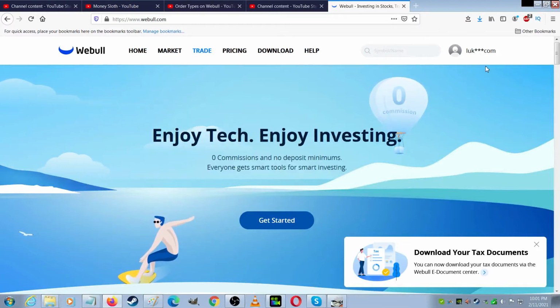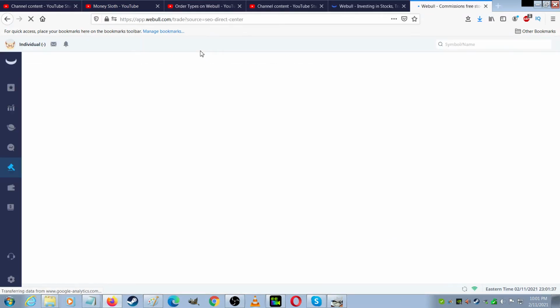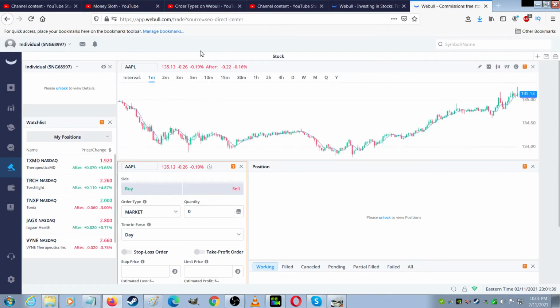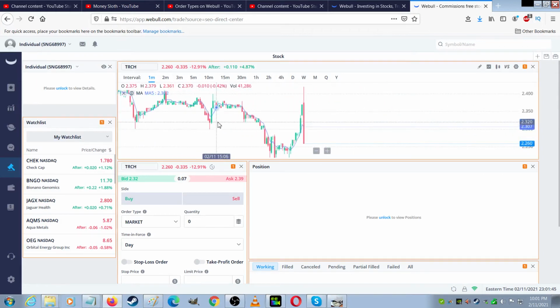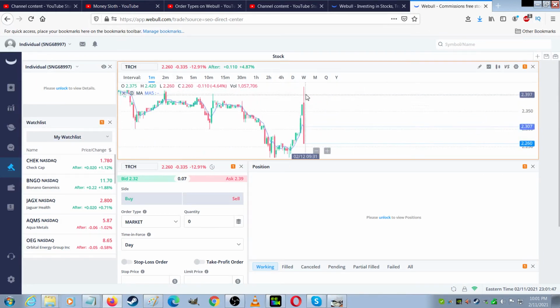Here is an example of a market order on Webull. If I start from the home page, I can go up to the trade button at the top, and that will take me over to a chart. And this chart is showing Torchlight. If I look at Torchlight, I see the price has come down a lot, and it looks like it is approaching some sort of level, a support level down here, where I think it might stop and then bounce back up.